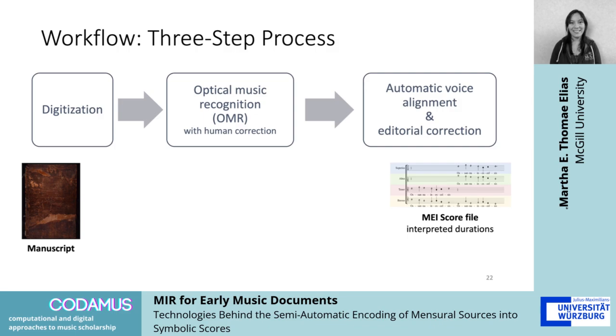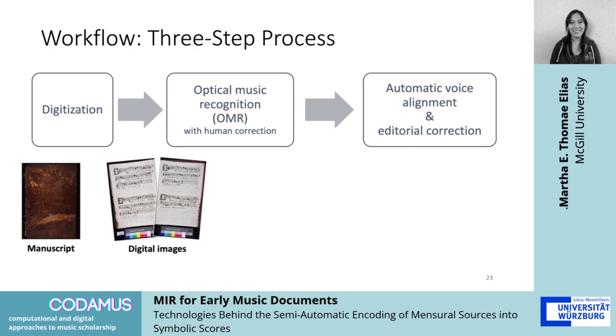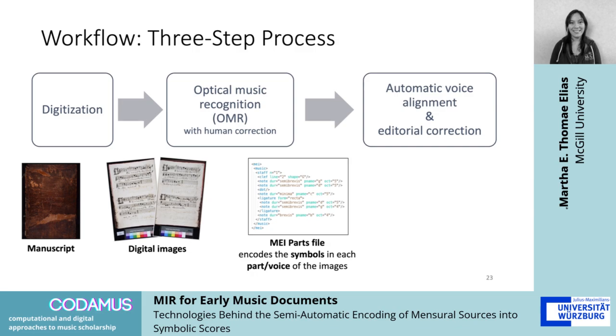So for this project, this was the three-step process. Digitization, of course, is basically photographing the folios, the pages of the manuscripts. Then optical music recognition. Optical music recognition is similar to optical character recognition, or OCR. That's when you have an image of a text document and you use OCR to recognize the text characters in that document, and in this sense you can make the image machine readable and searchable. You can do the exact same thing with OMR, or optical music recognition.